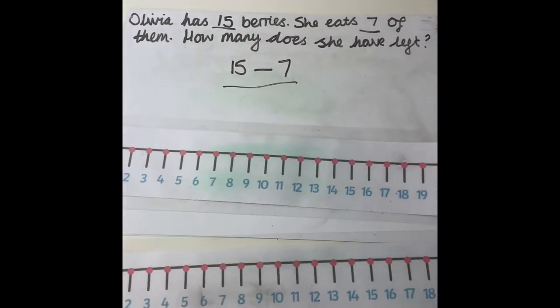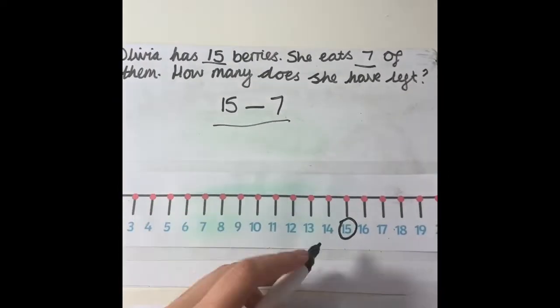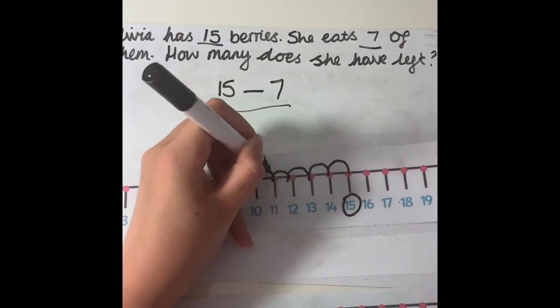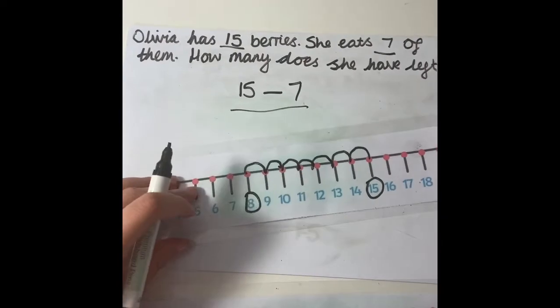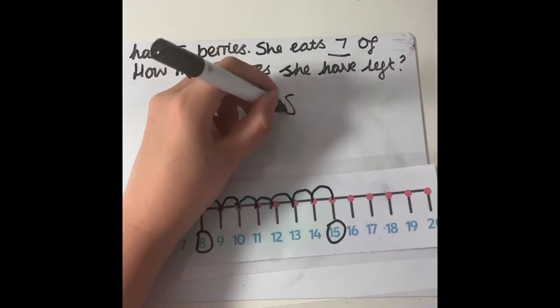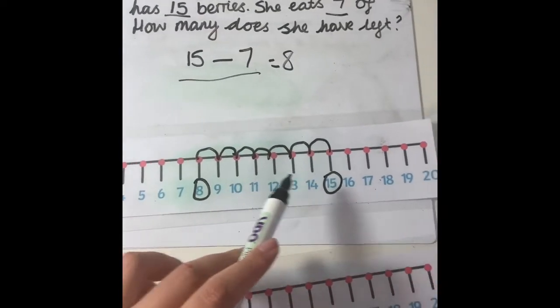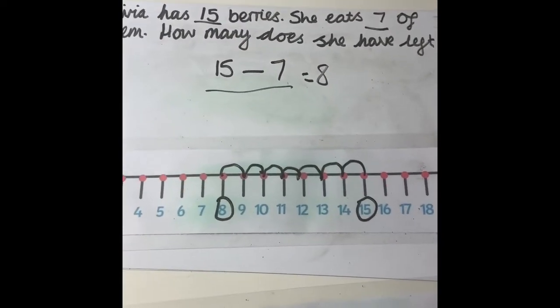Now, if we did it like the last question, we would do 15, take away 7. 3, 4, 5, 6, 7. The answer would be 8. And that is the answer. However, it's a bit tricky trying to do all this. We know something about this. Okay.